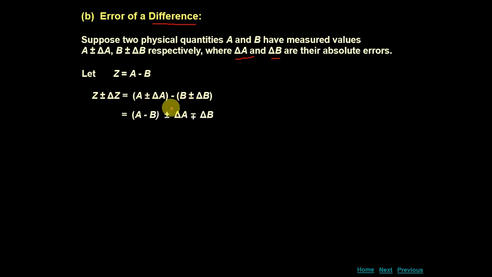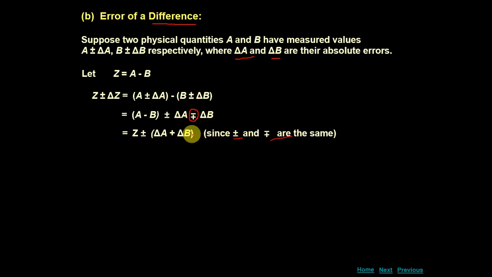And this can be written as, you see minus sign is there, so you can write A minus B plus minus delta A minus plus delta B. Now you can see this minus plus or plus minus, they are the same thing, we are going to use the same two signs. So this minus plus can also be written as plus minus, they are same.